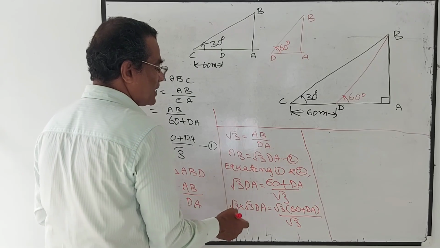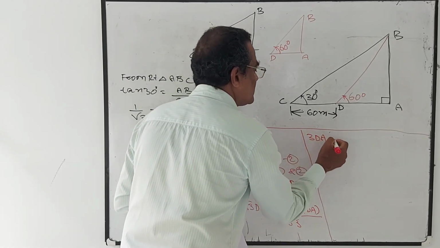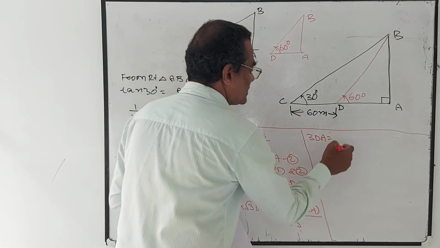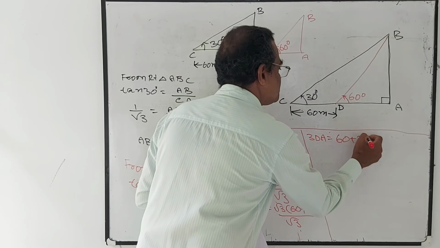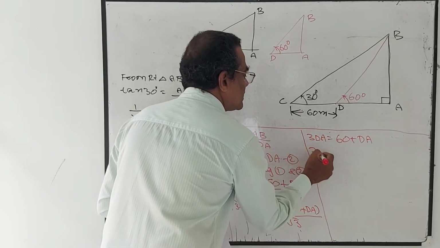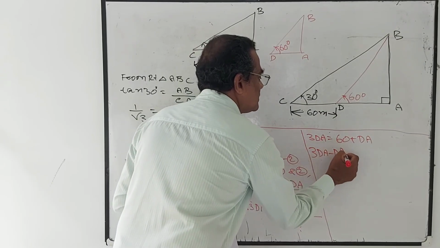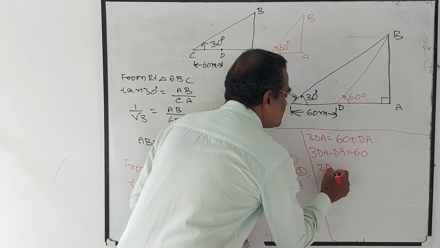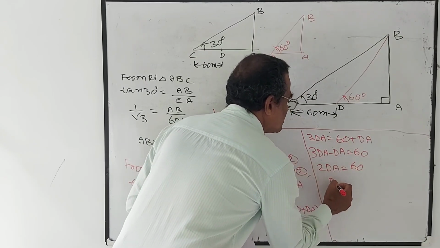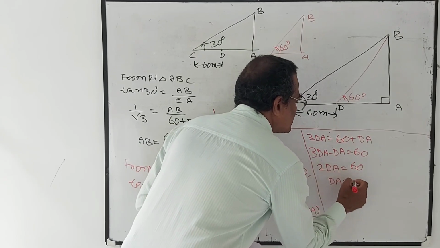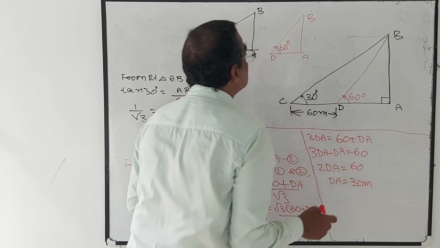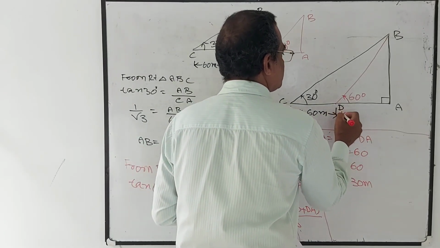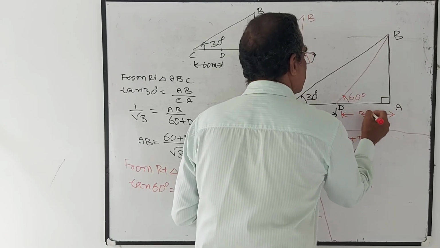That is, root 3 into root 3 is 3, 3 DA equal to this. Root 3 and root 3 will get cancelled. So that will be equal to 60 plus DA. Bring this DA to the left side. So there is a 3 DA here minus DA equal to 60. 3 DA minus DA is 2 DA equal to 60, or DA equal to 60 by 2, that will be 30 meter. So we got an answer for DA, this distance. How much is it? 30 meter.